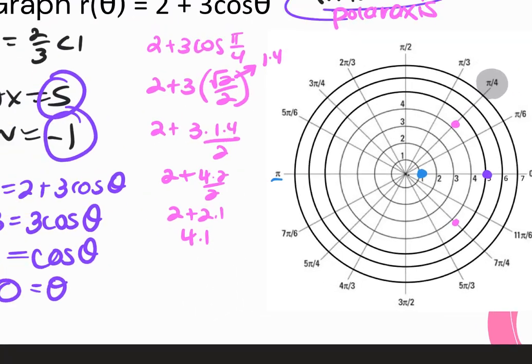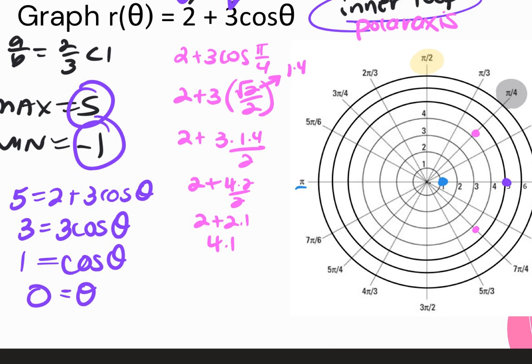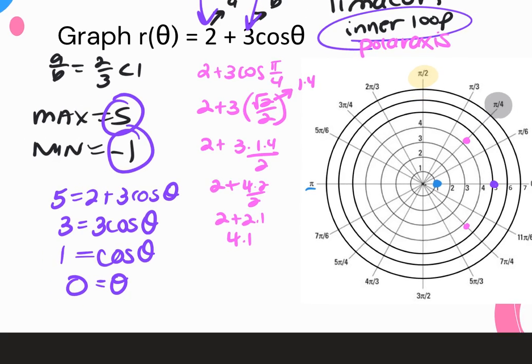Then I would say on the other side, first I would grab the quadrant angle, so whatever's at the top or the bottom or the right or the left if I need it. So this would be pi over 2. I'm going to plug in pi over 2. So 2 plus 3 cosine pi over 2. The cosine at pi over 2 is 0, and that's 2.